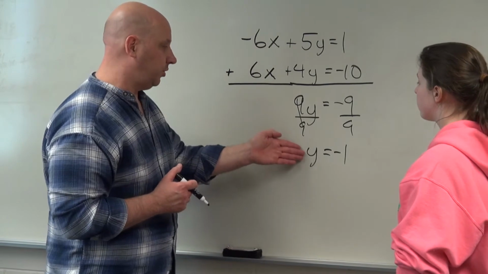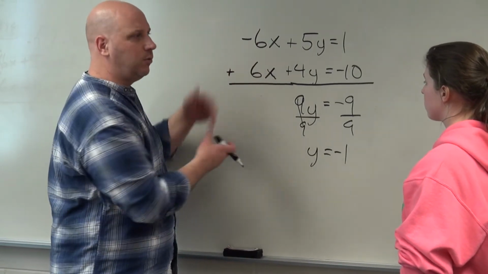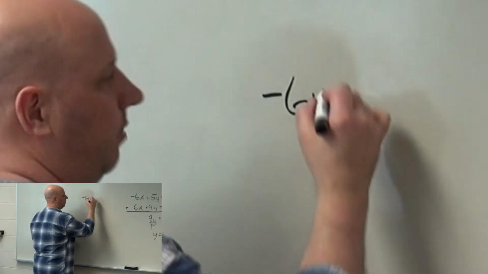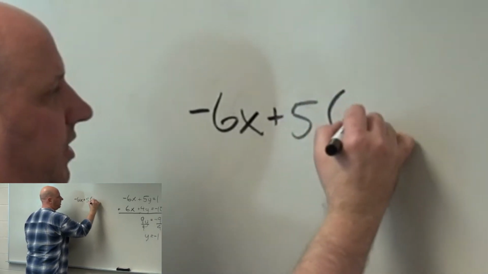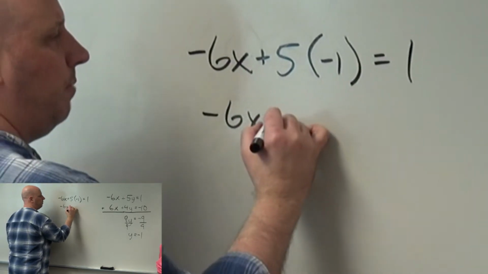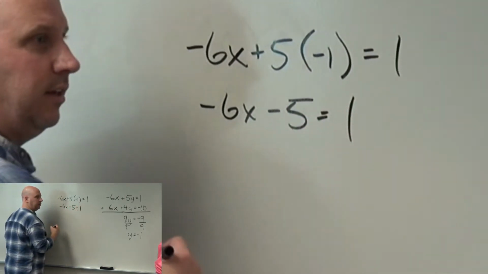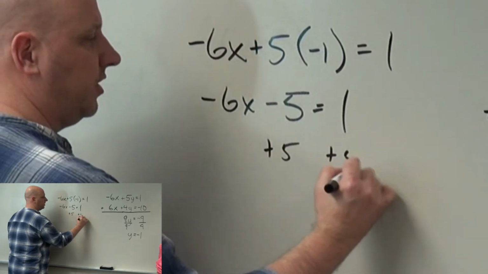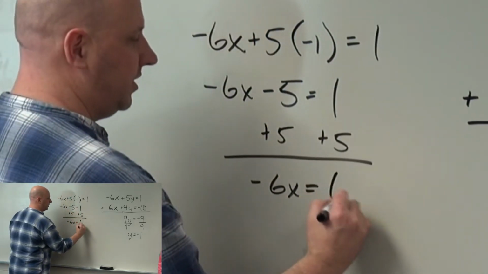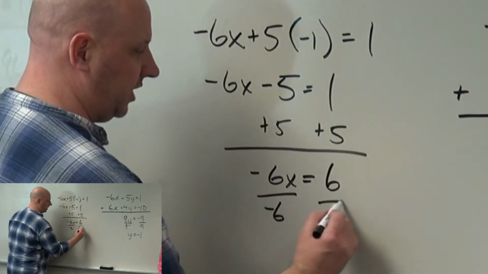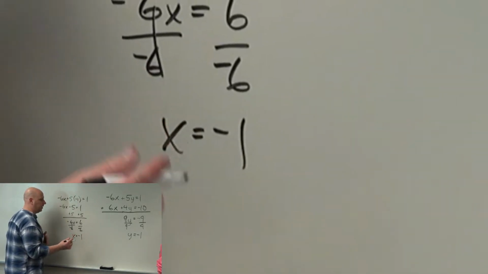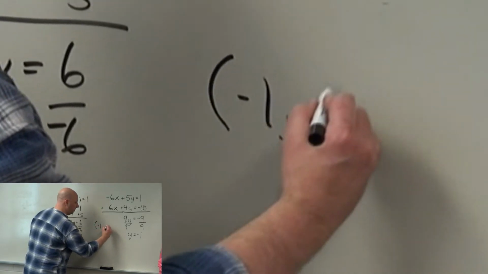So now what I'm going to do is substitute this in for y in either one of the equations, so it doesn't really matter. I have -6x and plus 5 times y, which I'm saying is -1, is equal to 1. -6x is going to be -5 is equal to 1. Add 5 to both sides because I'm solving for x. -6x, you saw what happened there, is 6. Divide by -6 on both sides, and x is equal to -1. Wow, that's a cool coincidence. So my solution is -1, -1.